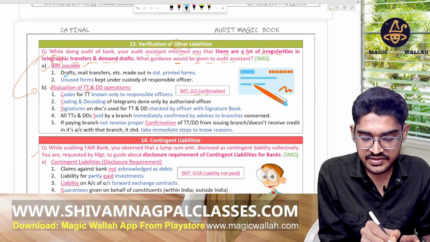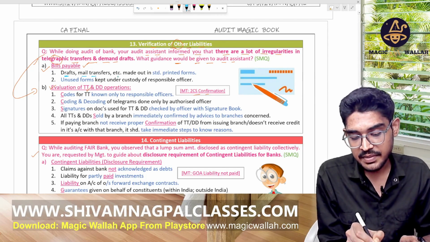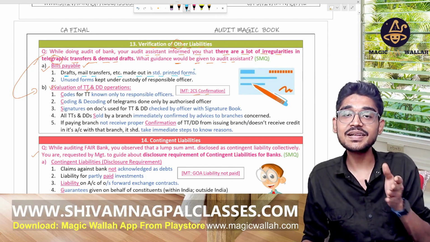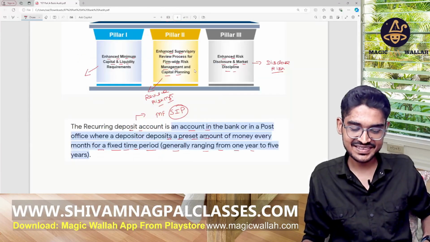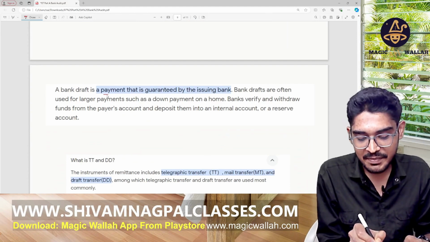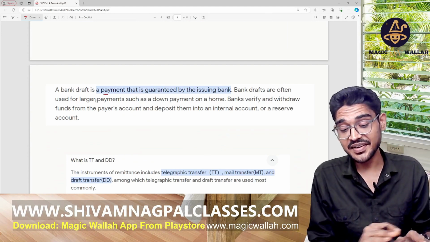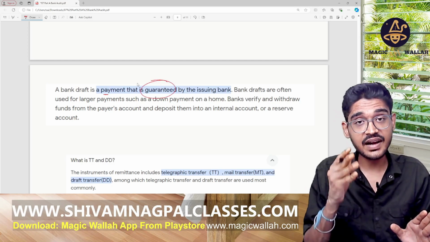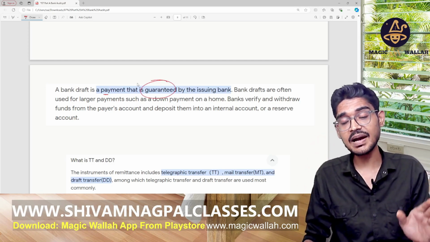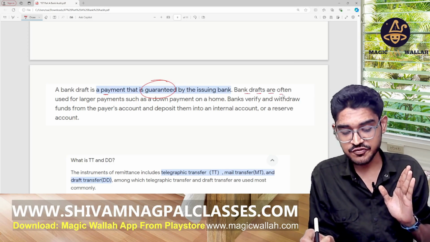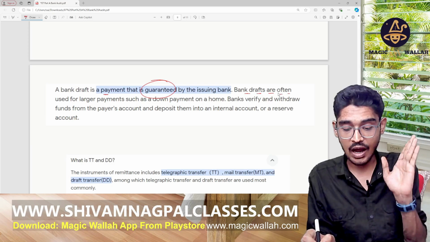It covers the drafts and mail transfers made out in standard printed forms. So what do you mean by the draft? Now see this. A bank draft is a payment that is guaranteed by the issuing bank. It is a kind of guarantee given by the issuing bank, and bank drafts are often used for large payments such as a down payment.